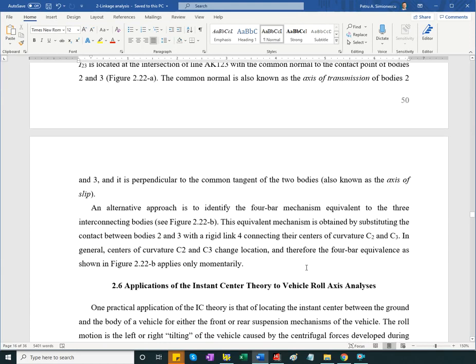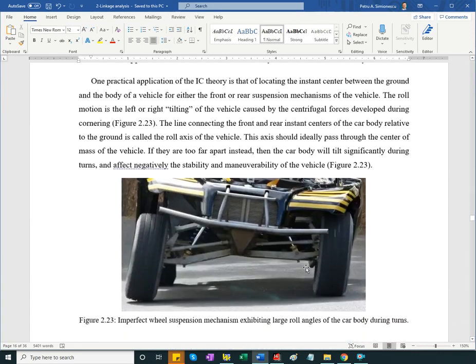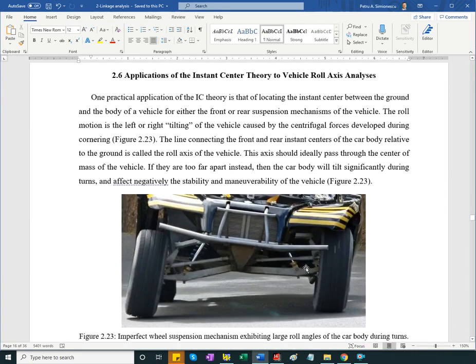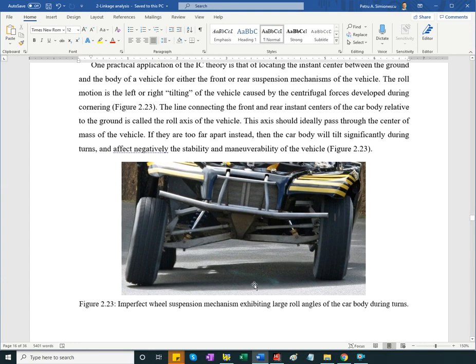Yeah, we're going to look at some applications. One application of instant centers is in the design and analysis of vehicle suspensions and the vehicle behavior during turns. So we have a mechanism that is guiding the wheels. Wheels make contact with the ground, and we're assuming the contact points to be pinpoints.